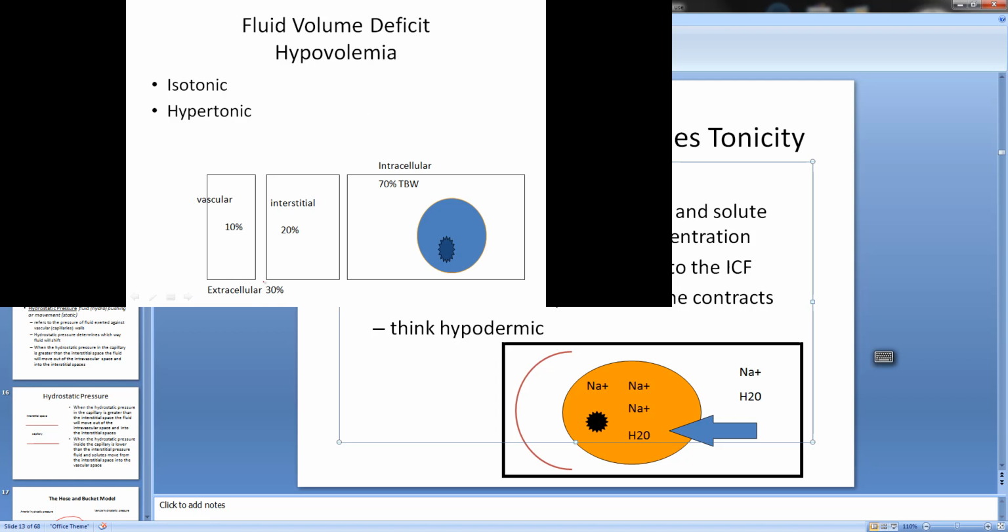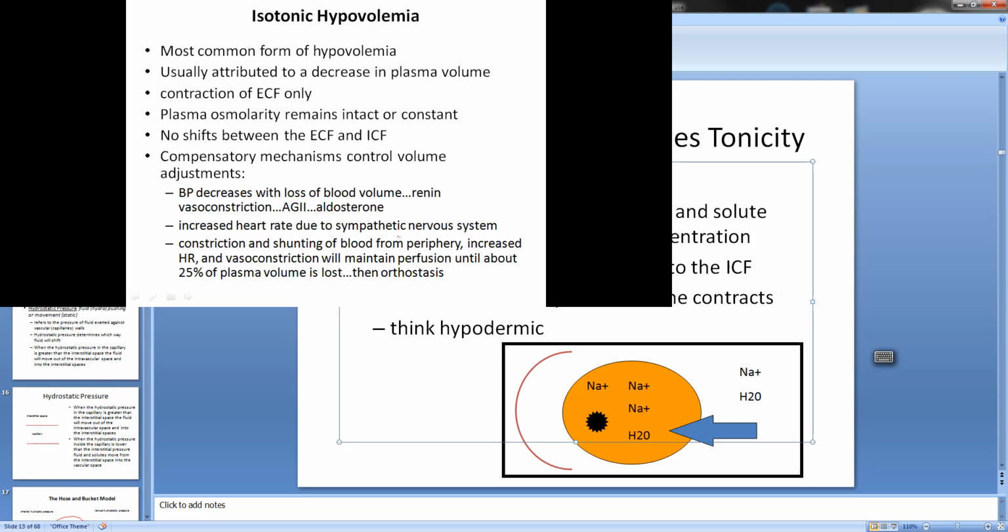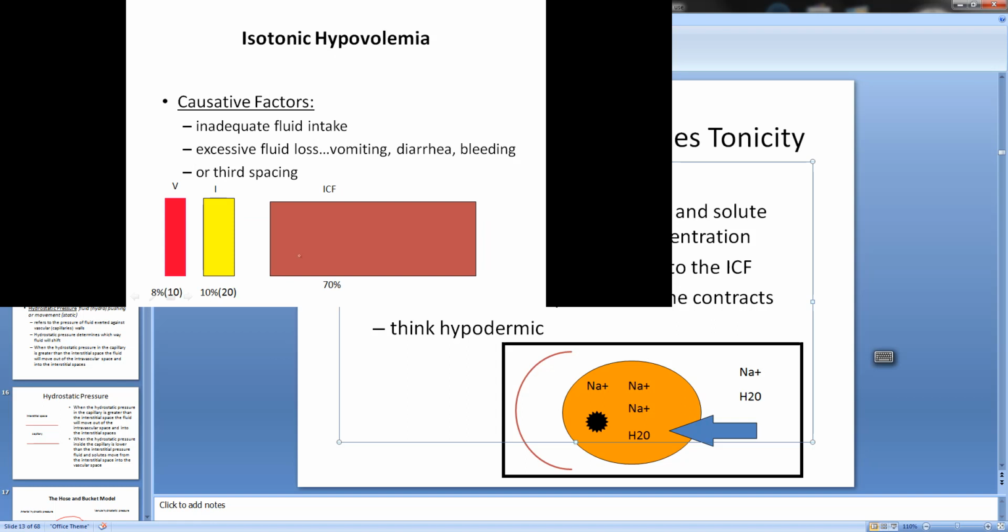And again, here I've given you a chart of the intracellular space, which is 70% of total body water, to the 20% which is in the tissues, interstitial, and then 10% which is in the vascular space. This represents the extracellular compartment. This is a normal relationship, right? So remember this relationship, 70-30. When you have isotonic hypovolemia, what actually happens is you have shifting in the extracellular space, as is evidenced here.